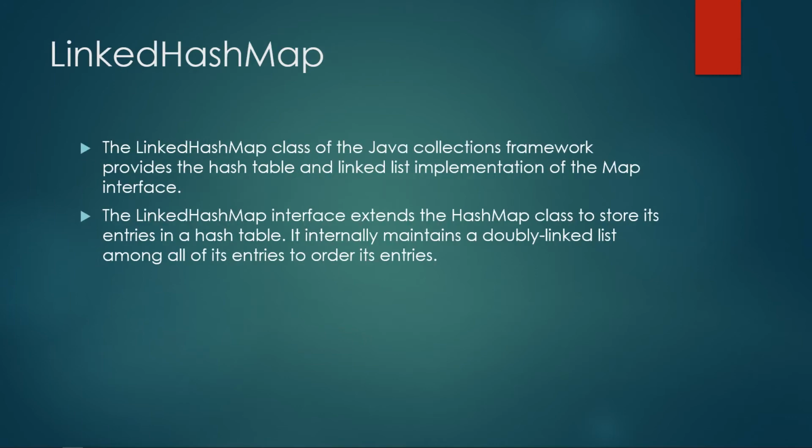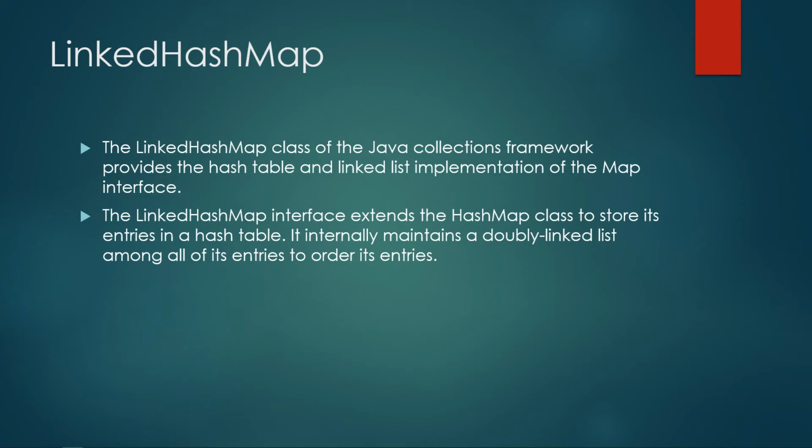If you take a look at LinkedHashMap, the LinkedHashMap class of the Java collections framework provides the hash table and linked list implementations of the map interface. The LinkedHashMap class extends the HashMap class to store its entries in a hash table. It internally maintains a doubly linked list among all of its entries to order its entries.